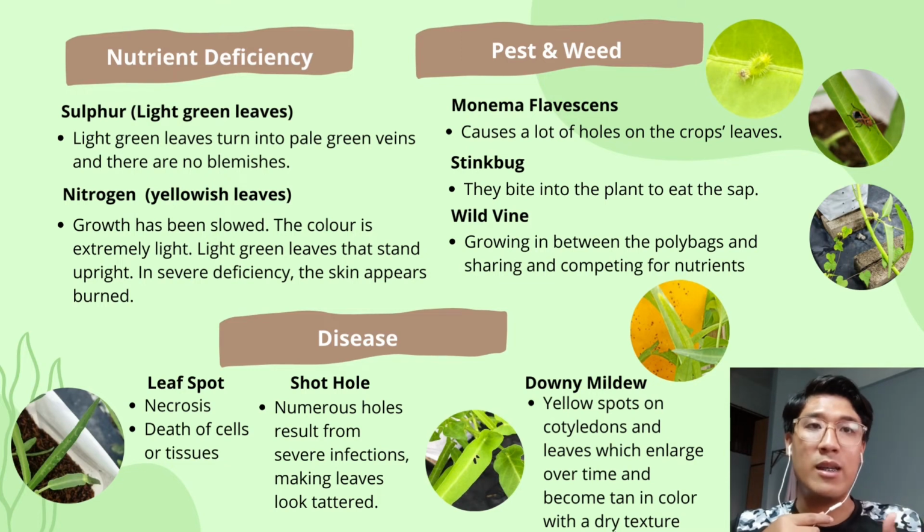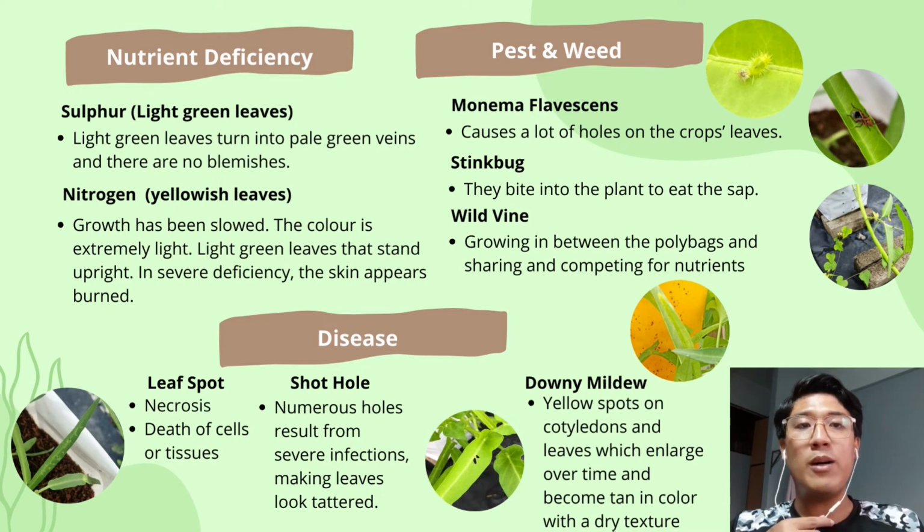The second one is nitrogen. Growth has slowed and the color of the leaf is extremely light. The light green leaves stand upright, and in severe deficiency, the skin of the leaves appears burnt. Next, we move to pests and weeds. The Monema flavescens can cause a lot of holes in the crop's leaves. After that, we also have the stink bug. They can bite into the plant and eat the sap.